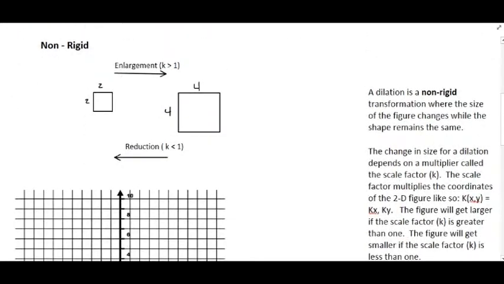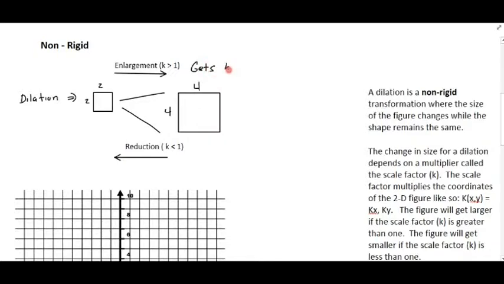A dilation is a non-rigid transformation where the size of the figure changes while the shape remains the same. For example, you can see there is a 2 by 2 square here. And since this is a dilation, in this particular instance, it becomes larger. We call that an enlargement. When the pre-image becomes larger, it's called an enlargement. When the pre-image becomes smaller, it's called a reduction.